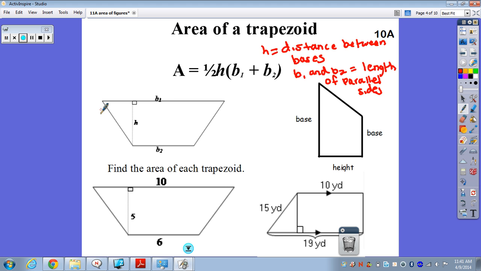So this shows you a picture. B1, it doesn't matter which one's B1 or B2, but this is B1 in this picture. B2 is the other parallel side, and then the height is the distance between the two bases. If it's not isosceles like this, these are my parallel sides, so those are my bases. The height is a side because that's how far they are apart. And again, it has to make a right angle.